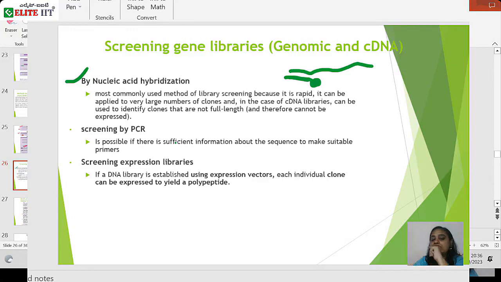A lot of companies are there. They can make primers. If you give the sequence, they will make you primers. So in order to make the primer, you have to know some sequence. Then only it is possible. Now screening expression library.